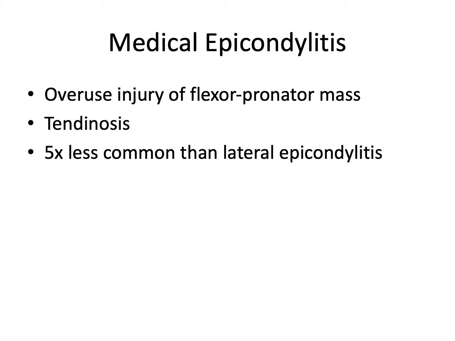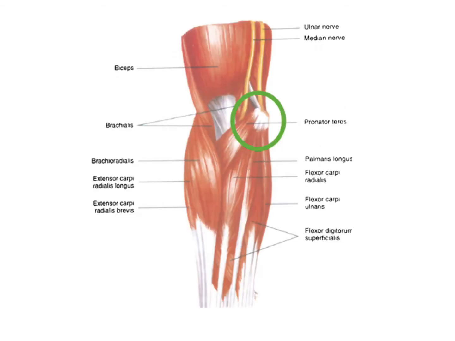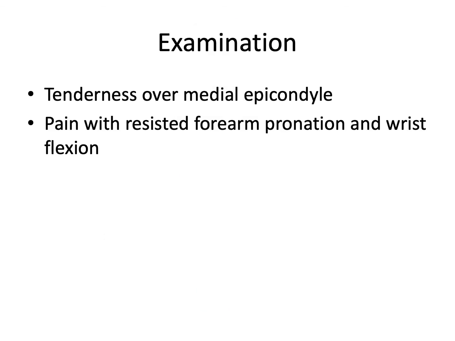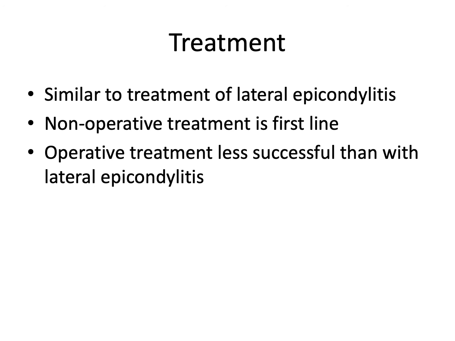Medial epicondylitis is an overuse injury of the flexor pronator mass. Again, it is a tendinosis and it is 5 times less common than lateral epicondylitis. On exam, patients will be tender over the medial epicondyle and have pain with resisted forearm pronation and wrist flexion. Treatment is similar to the treatment for lateral epicondylitis. Non-operative treatment is the first line, and operative treatment is reserved for people who fail non-operative treatment and tends to be less successful than with lateral epicondylitis.